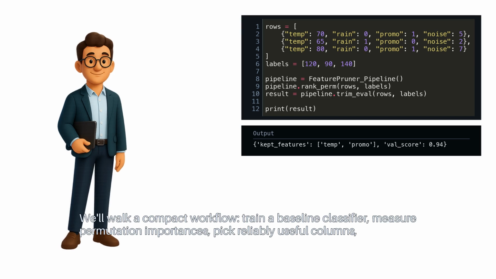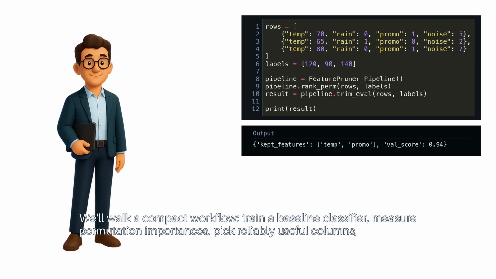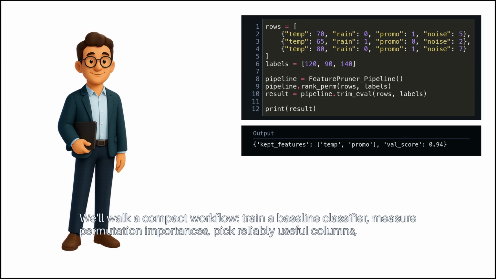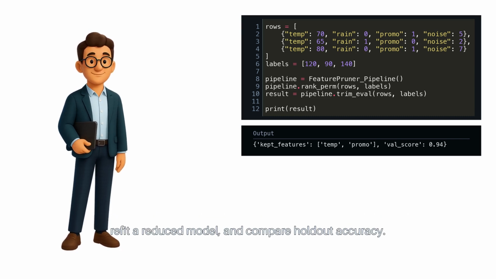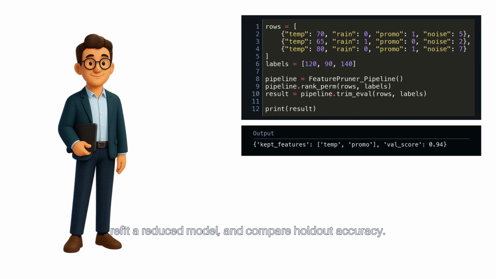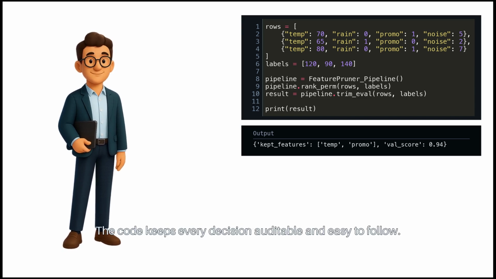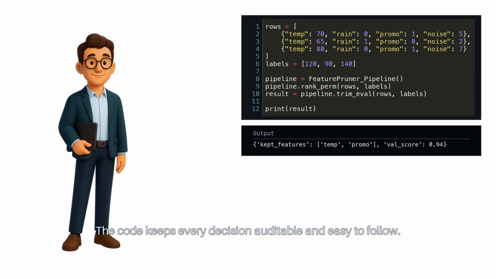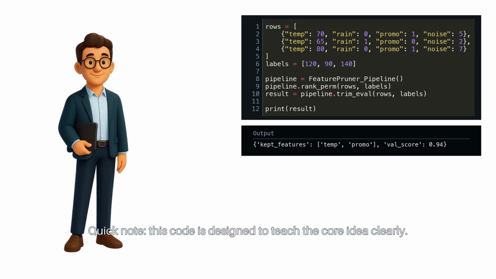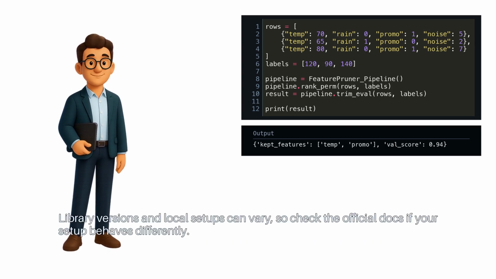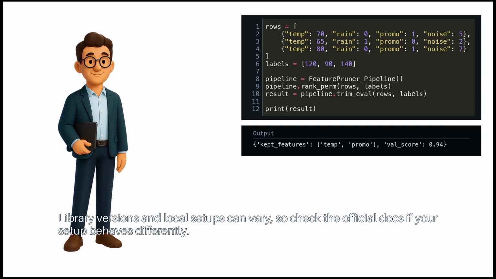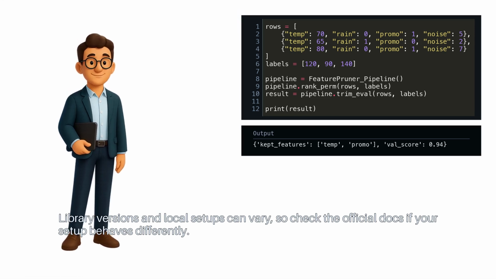We'll walk a compact workflow. Train a baseline classifier. Measure permutation importances. Pick reliably useful columns. Refit a reduced model and compare holdout accuracy. The code keeps every decision auditable and easy to follow. Quick note, this code is designed to teach the core idea clearly. Library versions and local setups can vary, so check the official docs if your setup behaves differently.